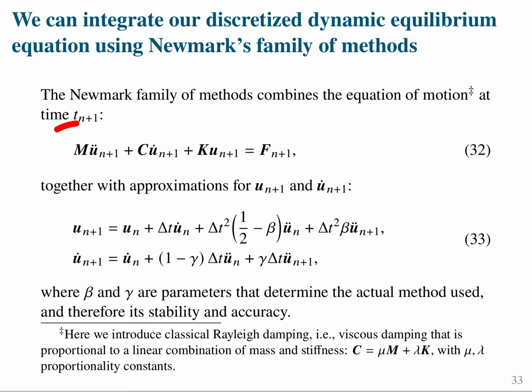We have one equation. I have in this equation displacement, velocity, and acceleration. So in a way, I have three unknowns. Of course, they are related to each other, but I still have three unknowns. So I have to add two other equations in order to solve for these quantities.